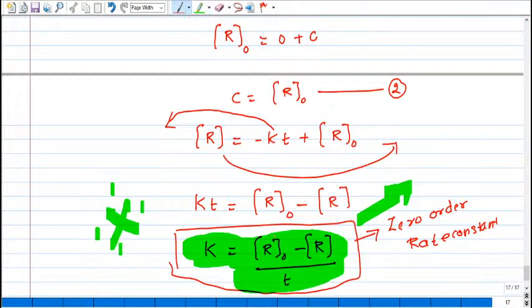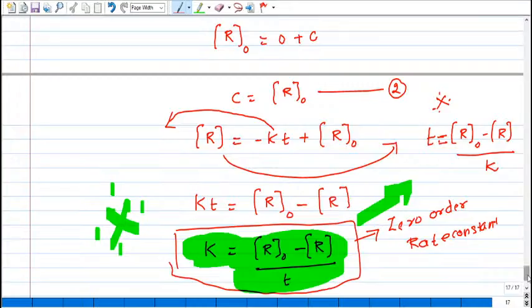From this we can write so many formulas. If you want to find T, for example, I can write T is equal to R naught minus R divided by K. This also you should note down. If they are asking just the time, that is the time for a zero order reaction to be completed, which is very, very important.